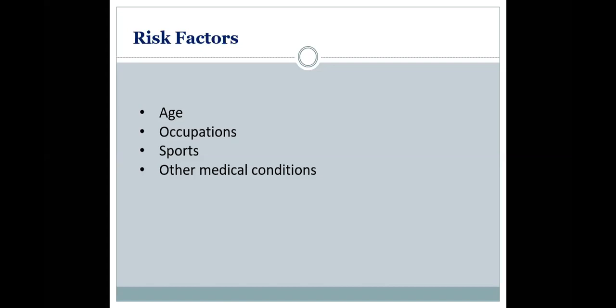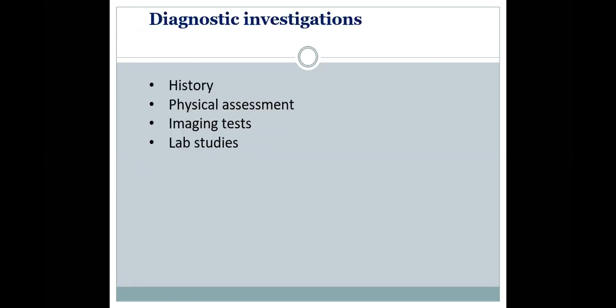And other medical conditions: certain systemic diseases and conditions such as rheumatoid arthritis, gout, and diabetes increase the risks for developing bursitis and tendinitis. Similarly, being overweight can also increase the risks of developing hip and knee bursitis and tendinitis. This is all about the risk factors. Now we'll be moving on to the diagnostic investigation.